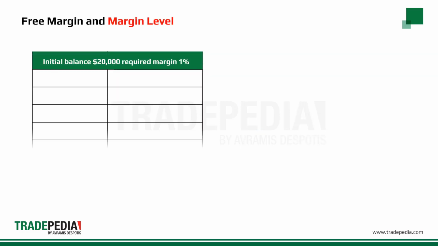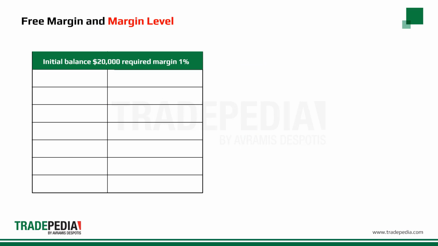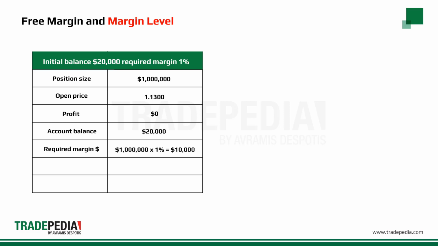Free margin and margin level. For an account with an initial balance of $20,000 and a required margin of 1%, we take a position of $1 million. Open price is 1.1300. At the time of the open, the profit is 0. The account balance is $20,000. The required margin is $10,000. The free margin is the account balance of $20,000 minus the required margin of $10,000, which equals $10,000. That means you have $10,000 available to open new positions.